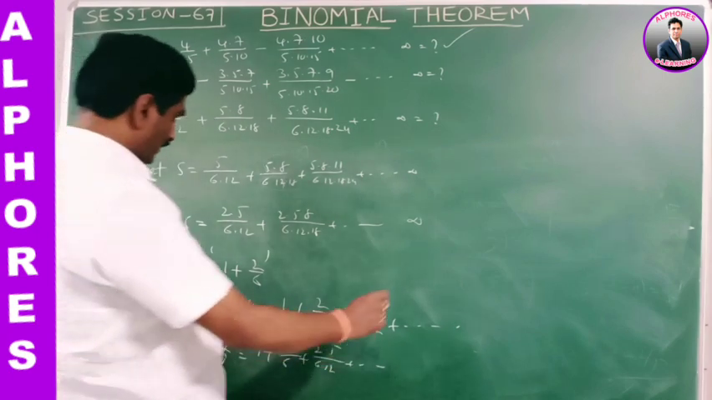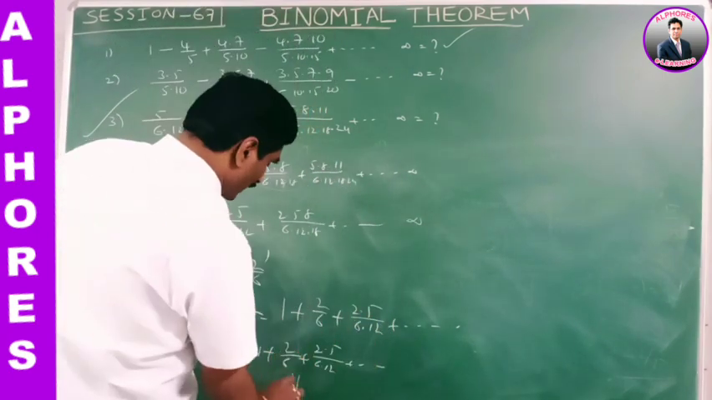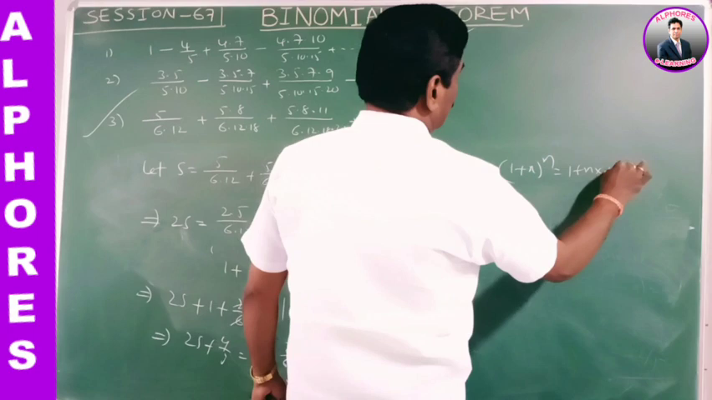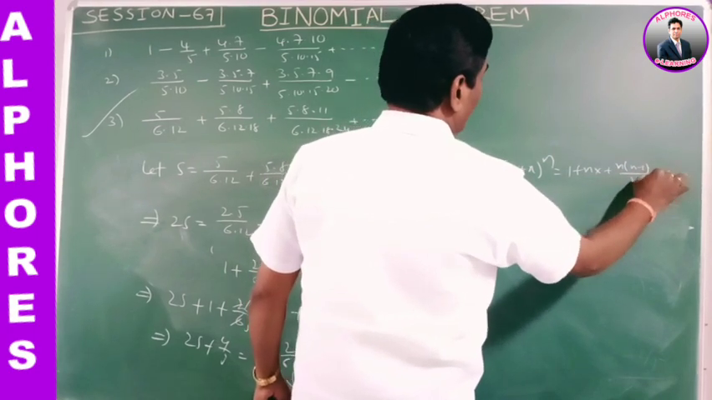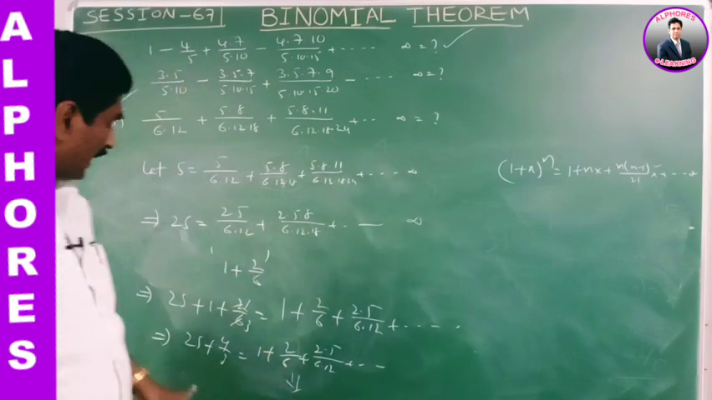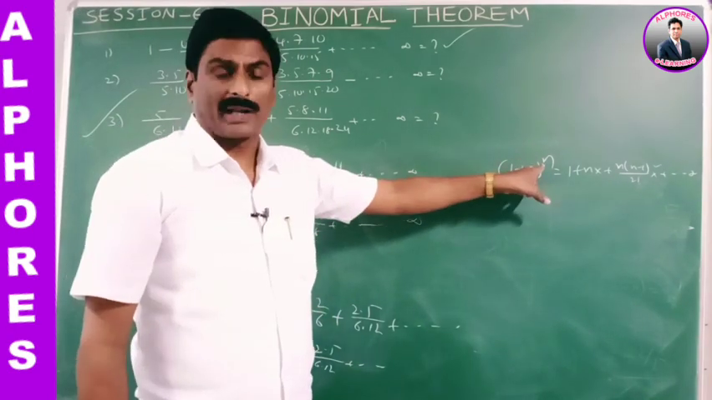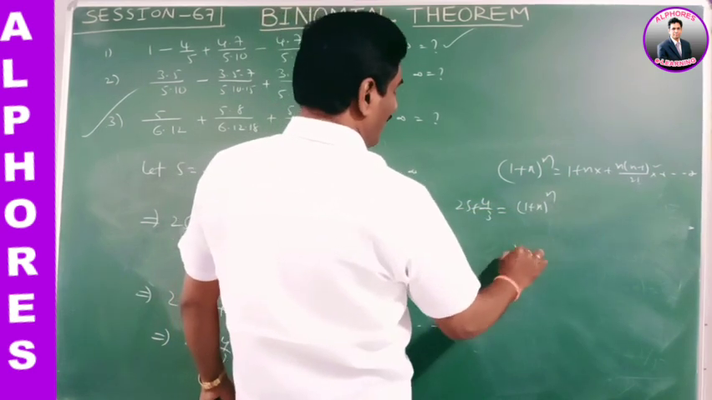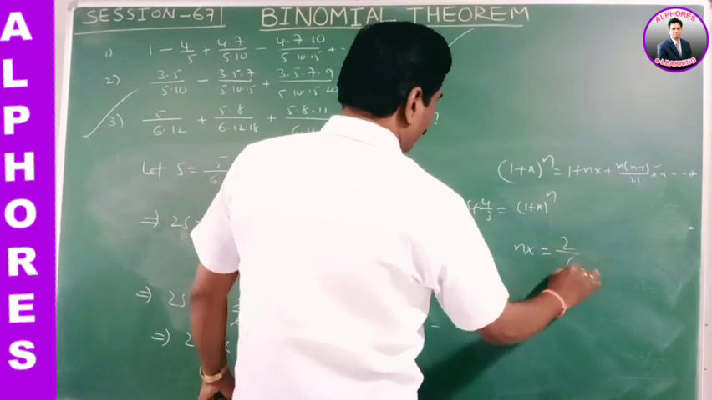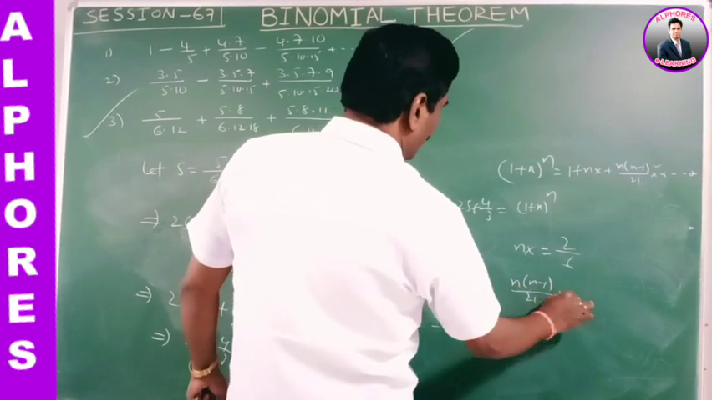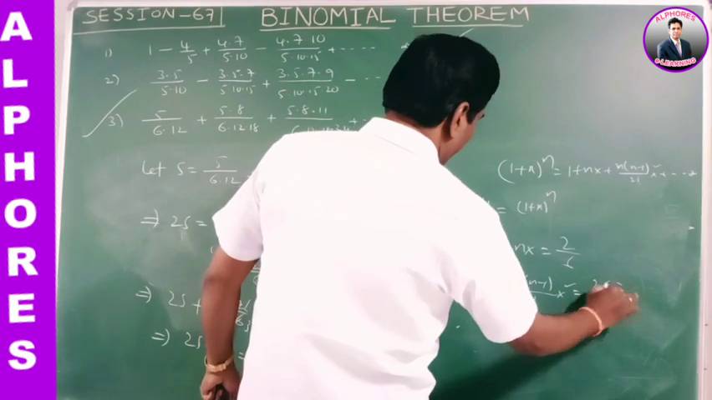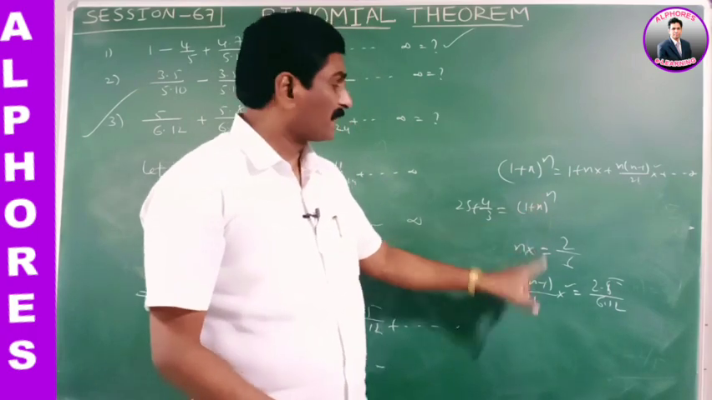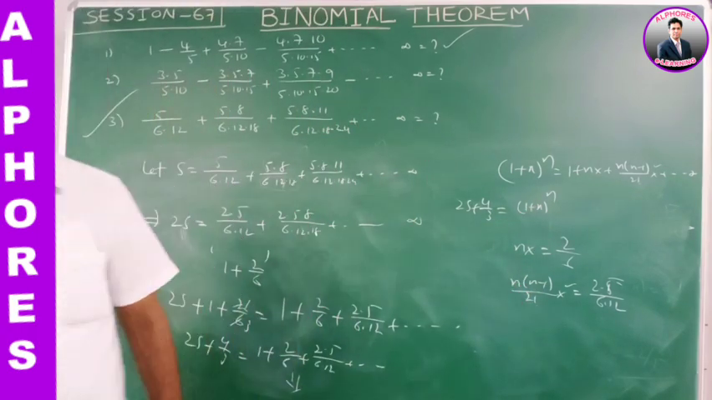Please observe this value. It is in the form of 1 plus x whole power n. What is 1 plus x whole power n? It is 1 plus nx plus n into n minus 1 by 2 factorial into x square plus so on infinite. By comparing these two values, 2s plus 4 by 3 is equal to 1 plus x whole power n, and nx is equal to 2 by 6, and n into n minus 1 by 2 factorial into x square is equal to 2 into 5 by 6 into 12. In the same way, find n and x, substitute these values in this equation, and complete this problem. Please note this value.